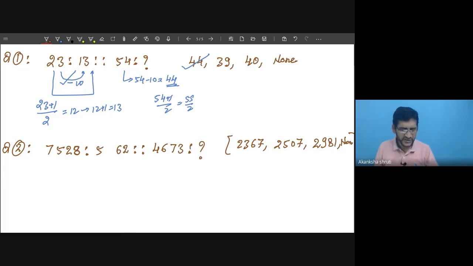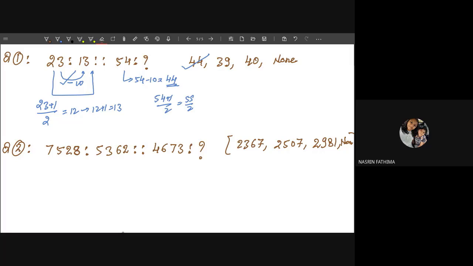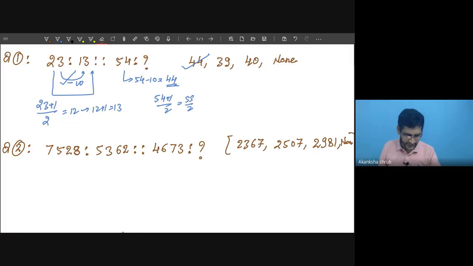Let me copy it. 5362. So a pair is given in which the first one is 7528, the next one is 5362, the next one is 4673, and the unknown. The given options are 2367, 2507, 2981. Now I think the answer will match.